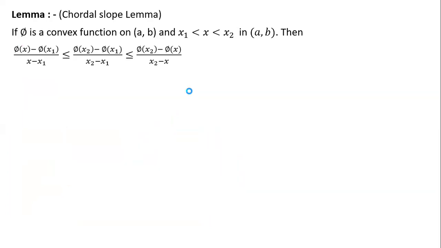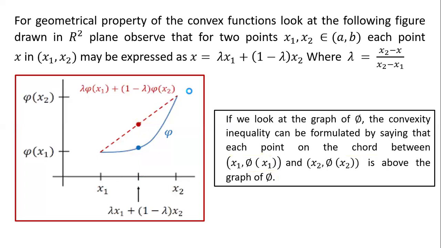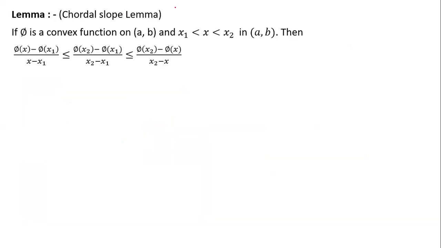The chordal slope lemma. This is a very important lemma in the topic of convex functions. So what does this mean? I will also discuss its name, chordal slope lemma, when I talk about the geometrical meaning of this lemma. So first, let us see its statement. If phi is a convex function on an open interval AB, and you have 3 points like this, x1, x2, and x lies between x1 and x2 in AB, then we have to prove this inequality.